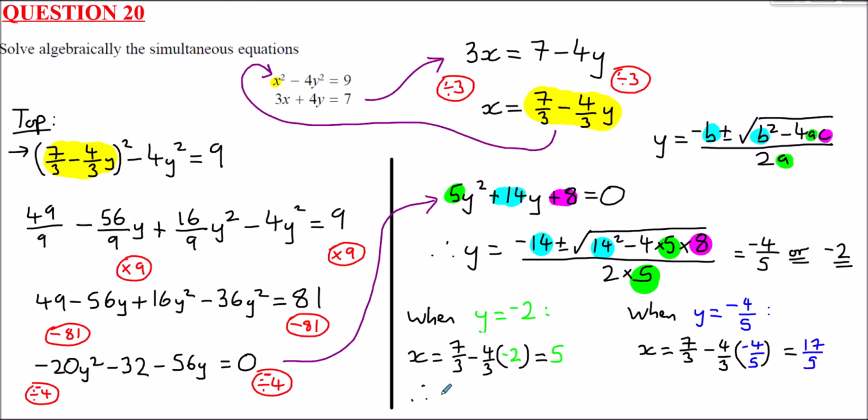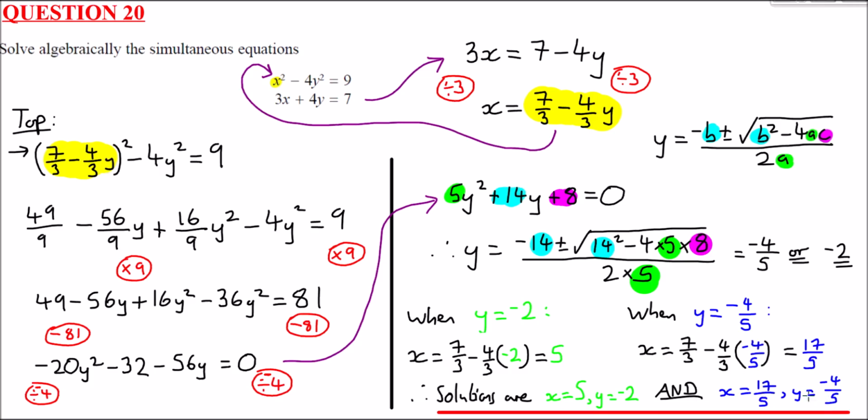So therefore, solutions are twofold. So we've got x is 5, y is minus 2, and also we have a solution pair of when x is 17/5, y is minus 4/5. And that finally, after quite a bit of hard work, is question 20 done.